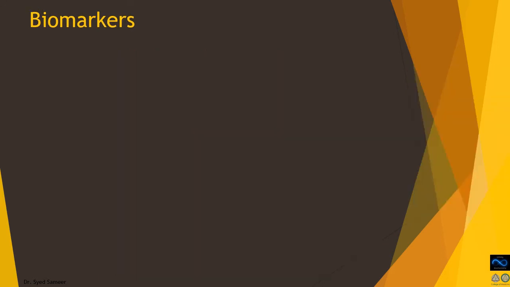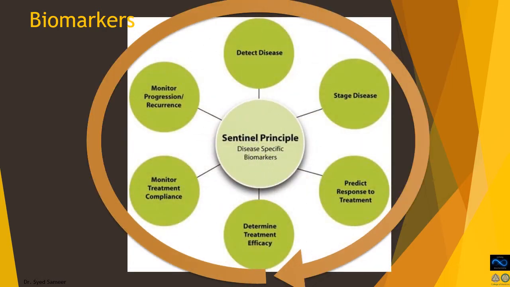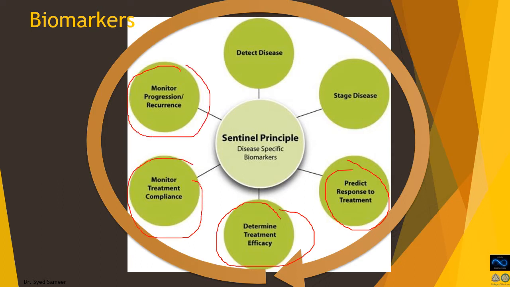So essentially, when biomarkers are used for the detection of certain kinds of disease, they should have certain sentinel principles in them. They should be able to detect the disease, and they should be able to tell us the information about the stage of the disease, predict the response of a treatment if treatment is given. It should be also able to determine treatment efficacy, monitor the treatment compliance, as well as monitor progression and recurrence of the disease. These are the sentinel principles for some biomarkers which are used for the disease specificity.